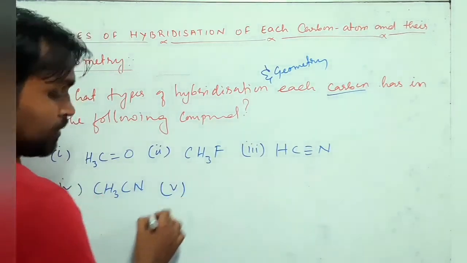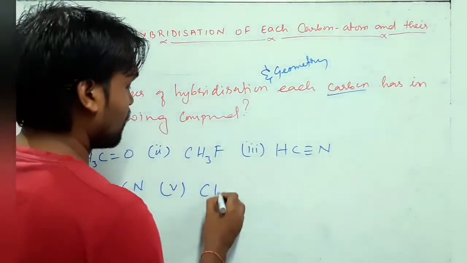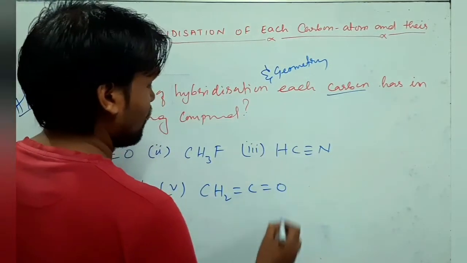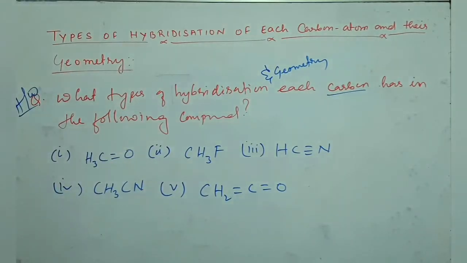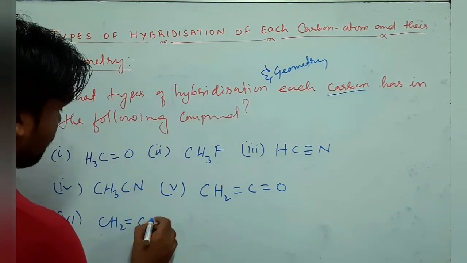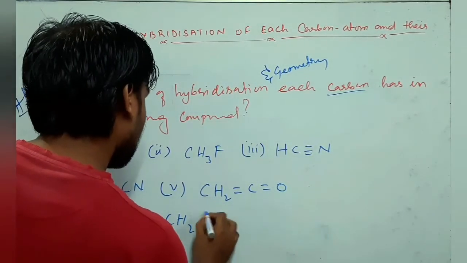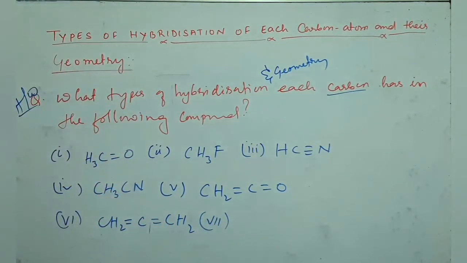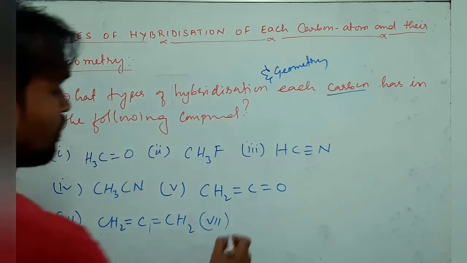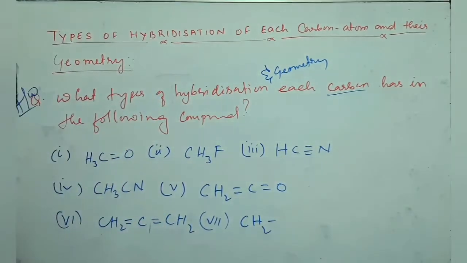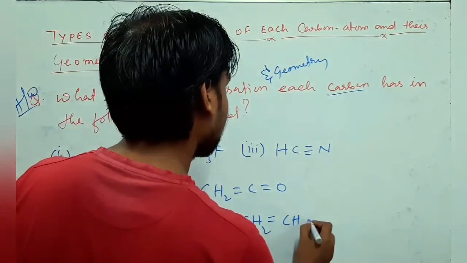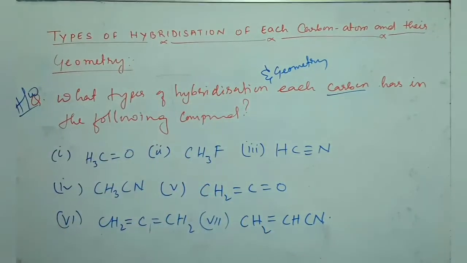Then the 5th one, I'm giving you an easy one, try hard. These are very easy questions. Okay, all of you can do it. 6th one, CH2 double bond C double bond CH2. 7th, CH2 double bond CH CN. So this is your homework. All of you will try.